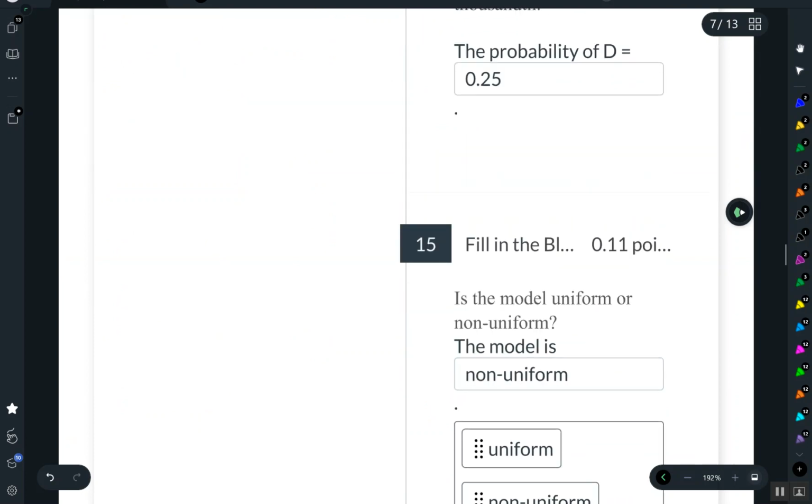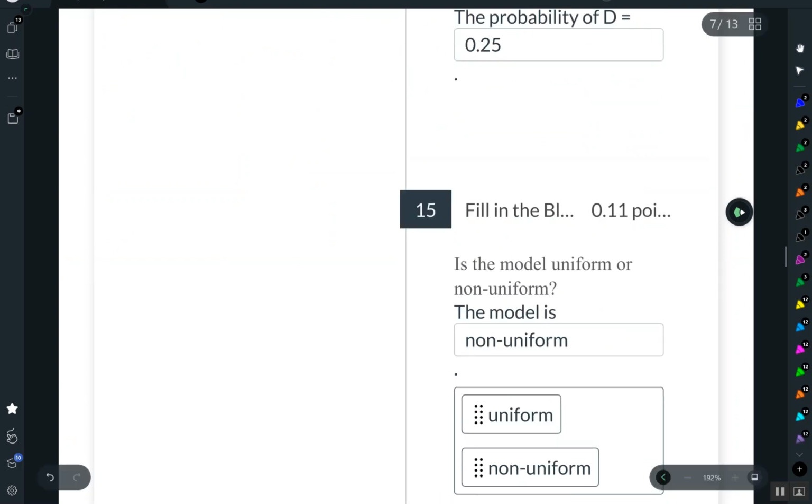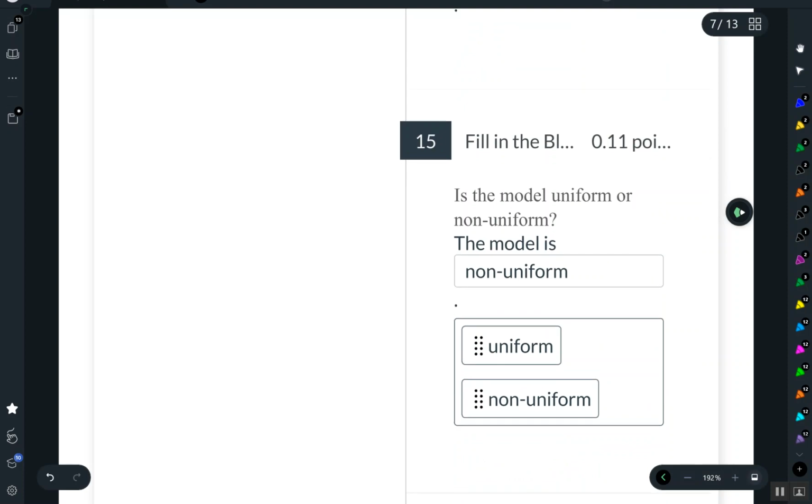Okay, and then the question is, is the model uniform or non-uniform? So basically, are they all the same or are they different? They were not all the same, so that is non-uniform. Okay, so non-uniform means different probabilities. Uniform means every option has the same probability.